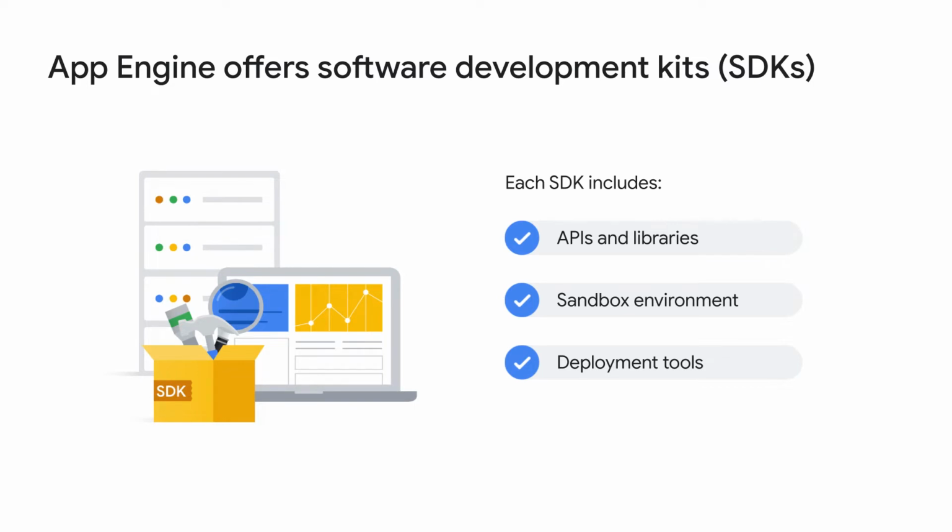App Engine offers software development kits, or SDKs, to help you develop, deploy, and manage your apps on your local machine. Each SDK includes all of the APIs and libraries available to App Engine, a simulated secure sandbox environment that emulates all of the App Engine services on your local computer, and deployment tools to upload your application to the cloud and manage different versions.